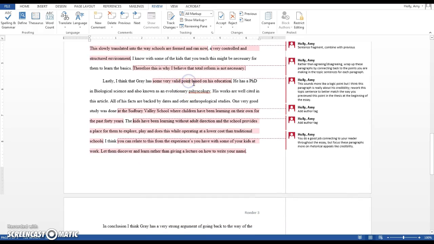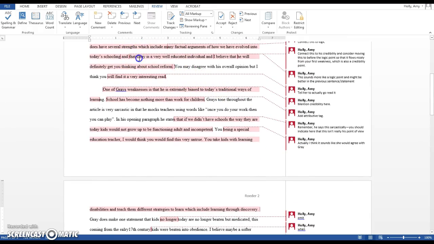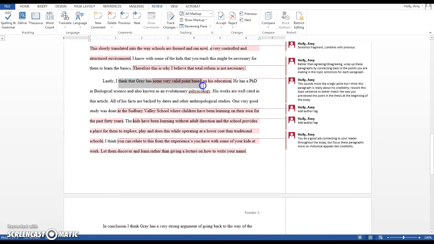And then finally, this sounds like a logic point the way you're introducing your topic sentence here, but I know from your thesis and what you actually talk about in the paragraph that this should be a point about his credibility based on his credentials and his areas of expertise. So I would rework the topic sentence here to better match the way you previewed the point in your thesis at the beginning of the essay. Just say something similar to what you said up here. He's a well-educated and interesting individual, or a credible individual. And if you say that in your topic sentence here, again, that'll really drive home the analysis.